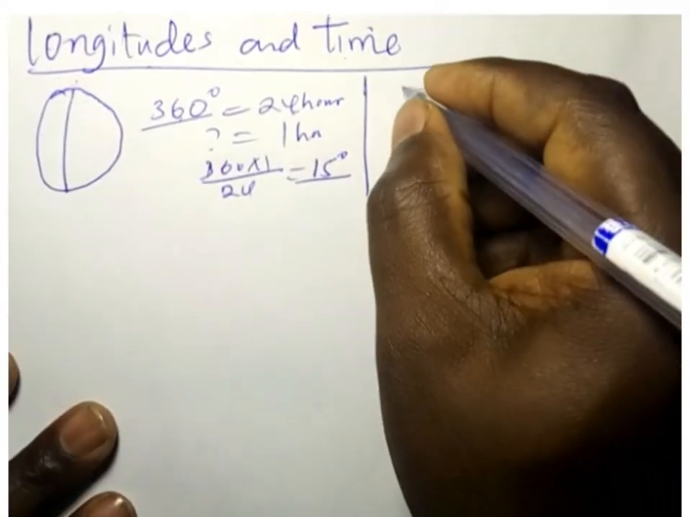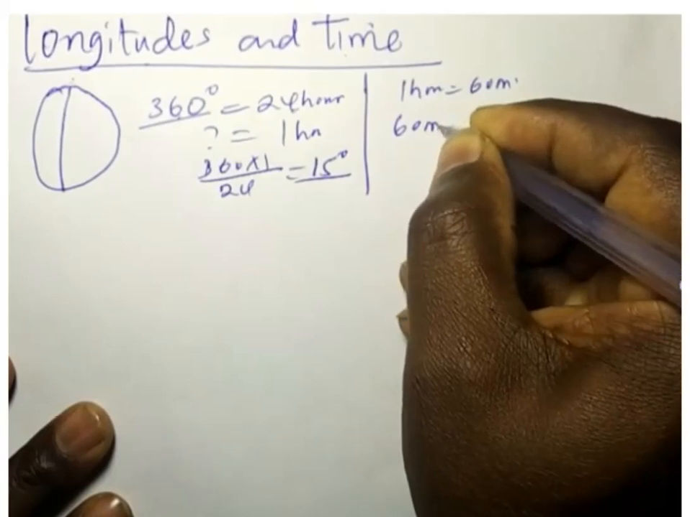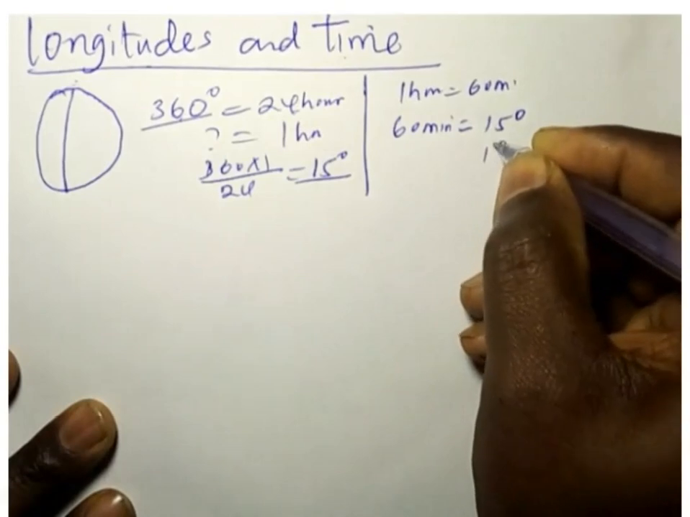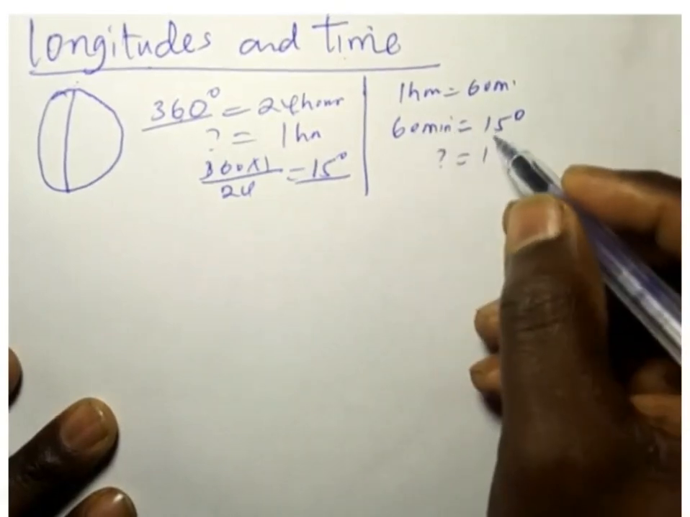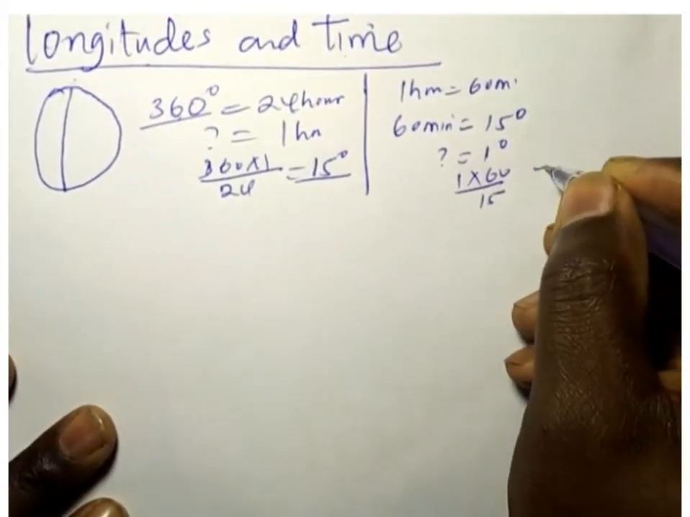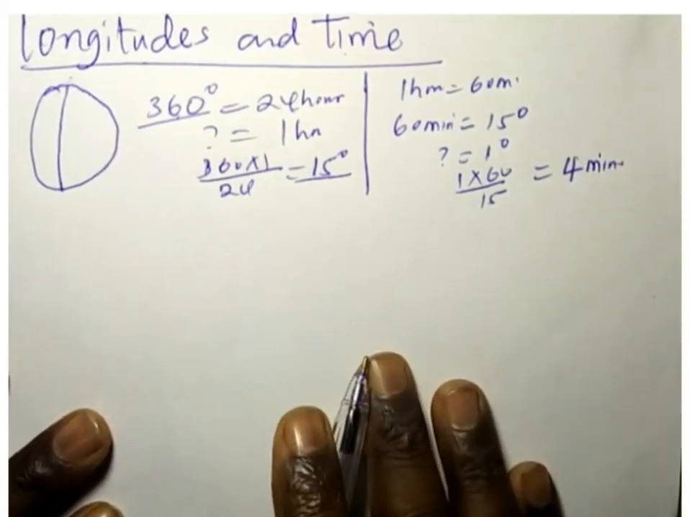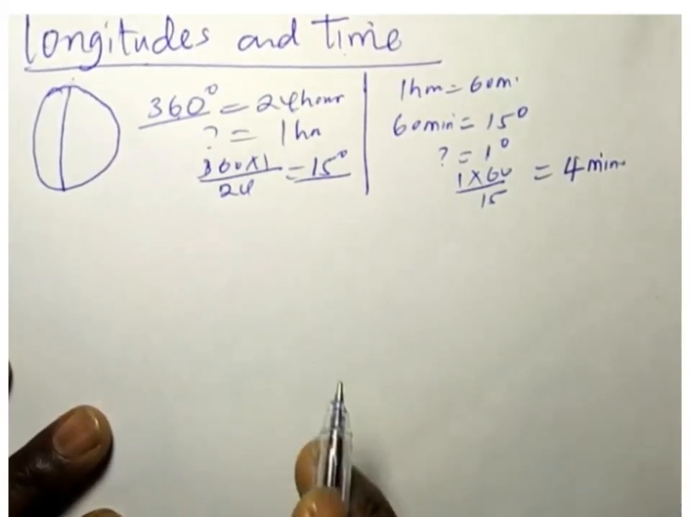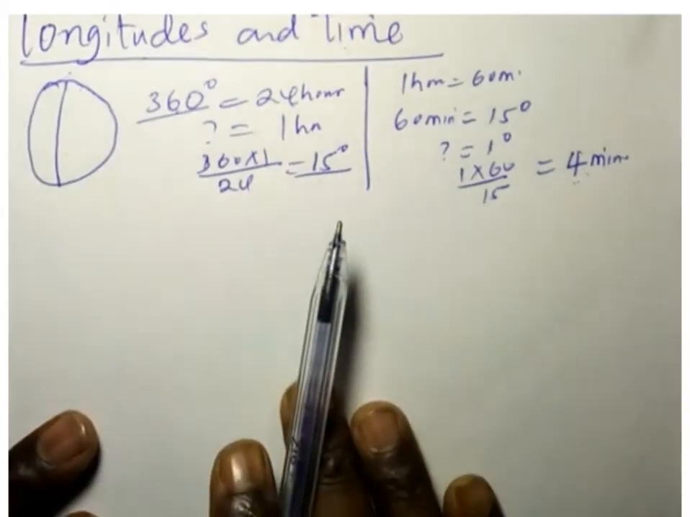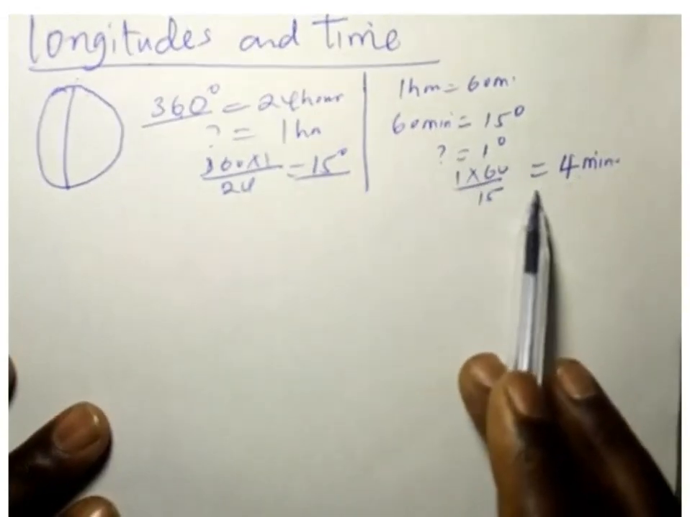So we know that 1 hour is equal to 60 minutes. So if 60 minutes is equal to 15 degrees, what will be the time for 1 degree? So it is 1 times 60 divided by 15, and this one gives us 4 minutes. So for every change of 1 degree along the longitudes, there is a change in time of 4 minutes. Every time 1 degree changes from 1 to 2 degrees, there is a change in time either to the west or to the east.